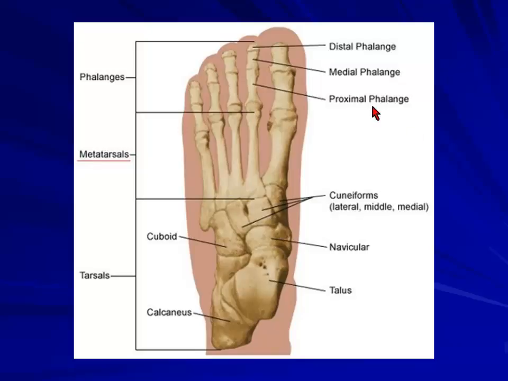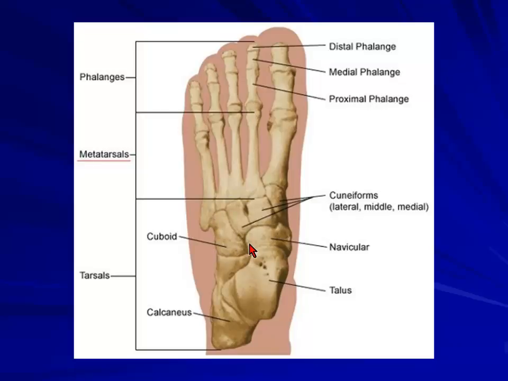So this is the thumb. So the navicular is towards the medial side and the calcaneus is towards the lateral side. And it is a sort of rectangular shape or cuboid shape in 3 dimensions.